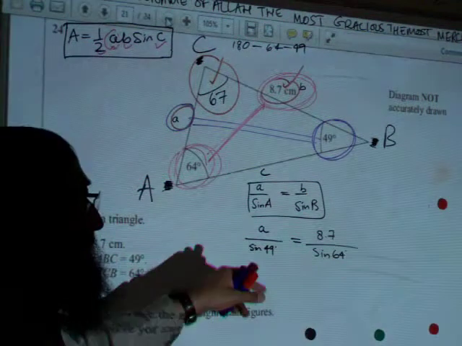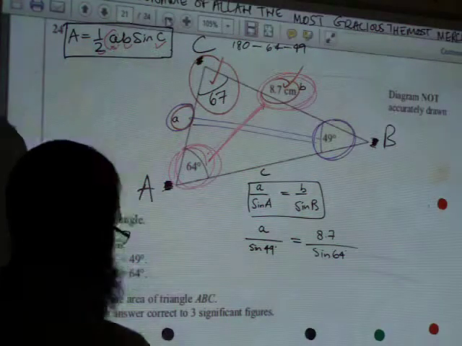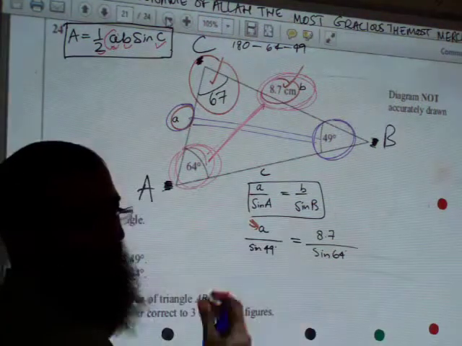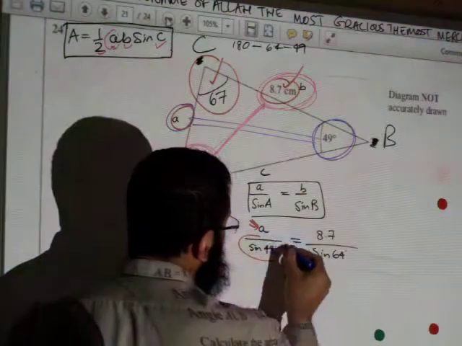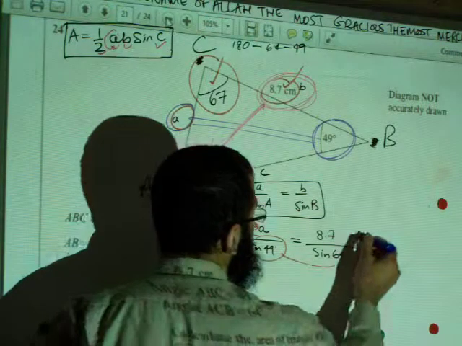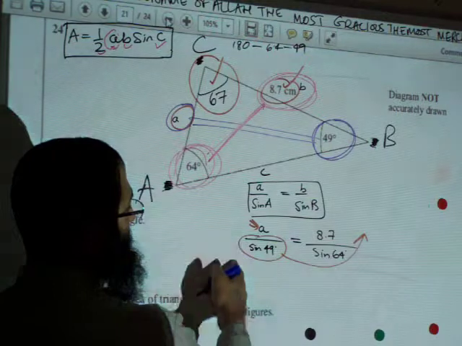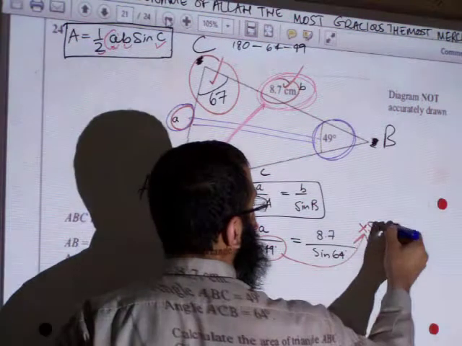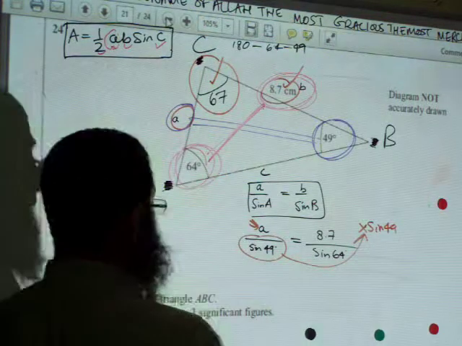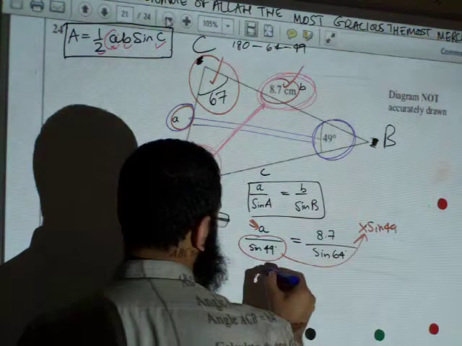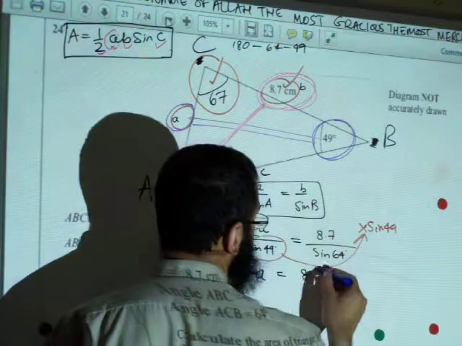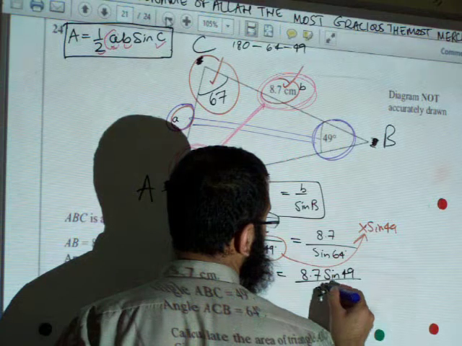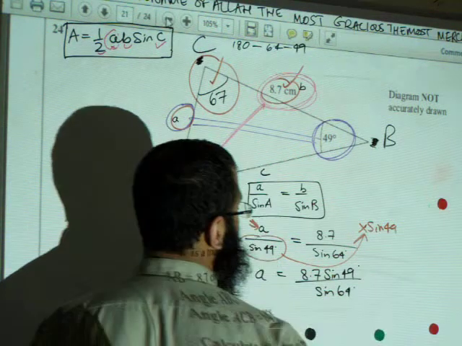Now we're going to look at A. So Nimra, what do we do with the sine 49 on the bottom? I want to make A the subject. So how do I do that? You take to the other side. You take what to the other side? You take the bottom of the fraction, the denominator. Opposite of dividing by sin 49 is times. So let's write that down again. A equals, sin of 49 divided by sin of 64.